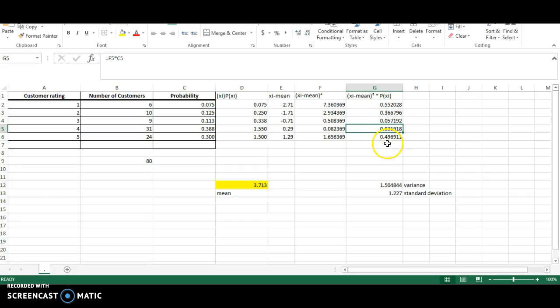And then when you get done, you're going to sum those numbers up, and that's going to give you the variance. So you're going to sum these numbers, and then you're going to take the square root of that, and then this is going to actually be a larger number. It wants us to round to the third decimal place, and that is how we got 1.227.